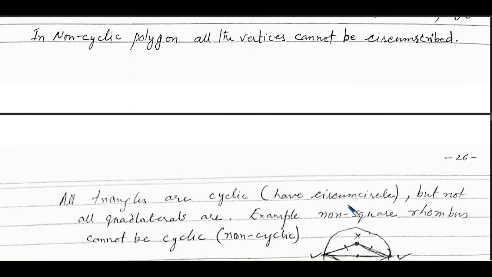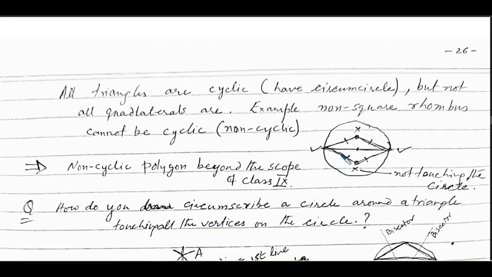We'll see one example. See here, one polygon is there. This is a rhombus. Now you have this radius, but this distance is not the same, so it is not possible to circumscribe this one. So not every polygon can be circumscribed. All triangles are cyclic, they have a circumcircle, but not all quadrilaterals do. This is an example, you just give it a try. A non-square rhombus cannot be cyclic.